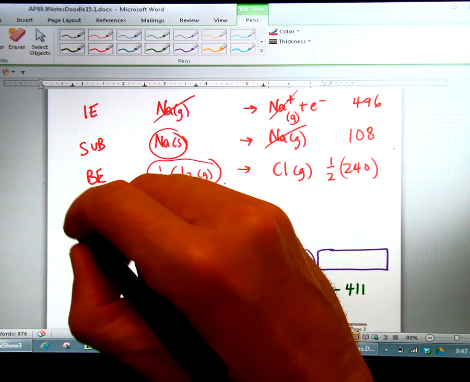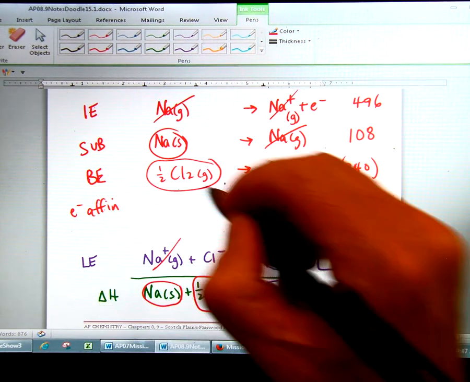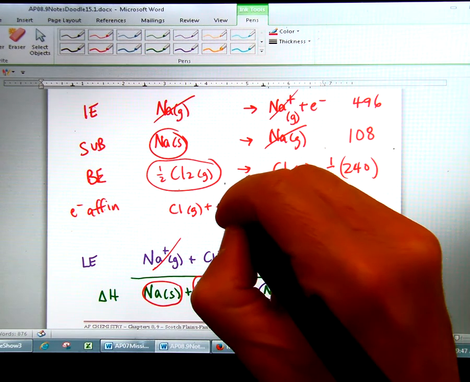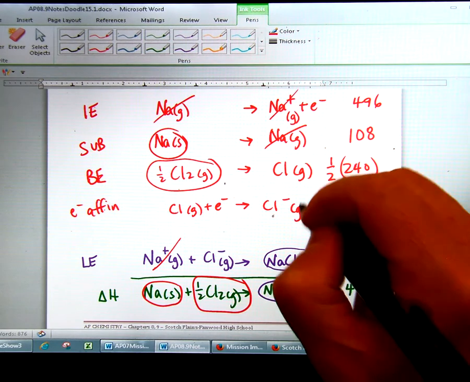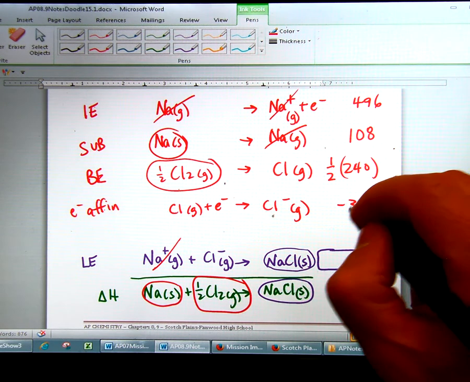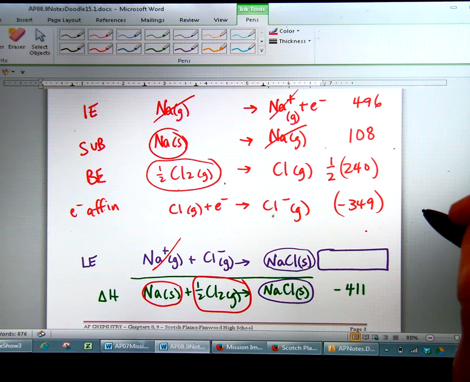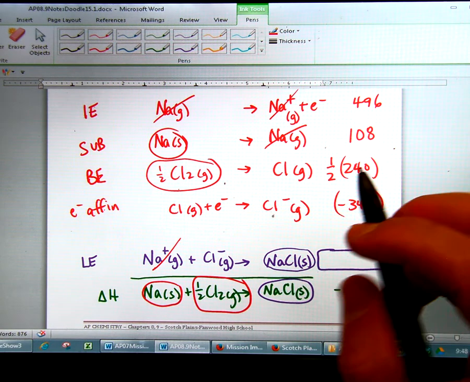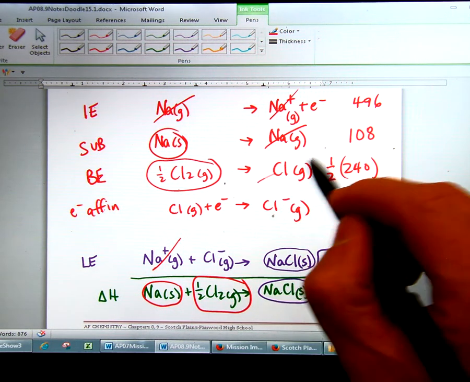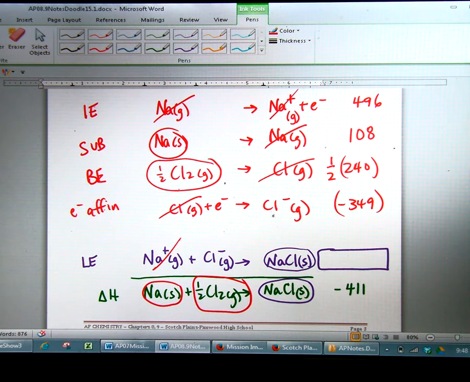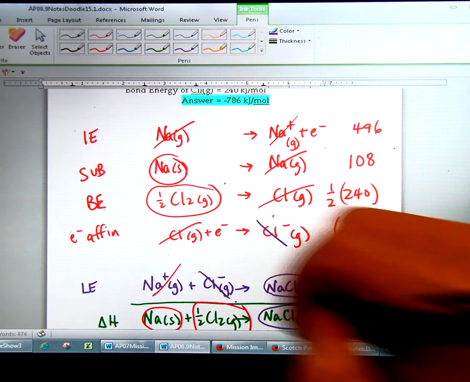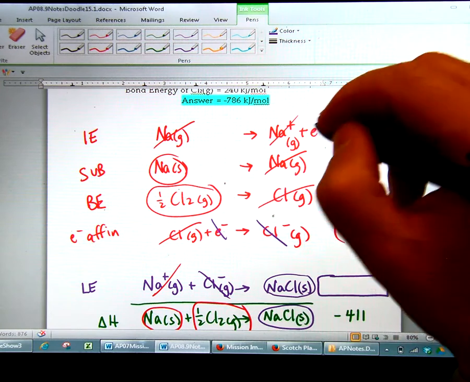And lastly, we need the electron affinity of chlorine. So chlorine gas, remember the definition of electron affinity is you give it an electron to make Cl minus. And that electron affinity is given as negative 349 kilojoules. And so look at what happens here. We have our 1/2 Cl2 we got. So we're going to cancel out this and this. And notice from here, we're going to cancel out this and this. And we will also cancel out electron and electron.